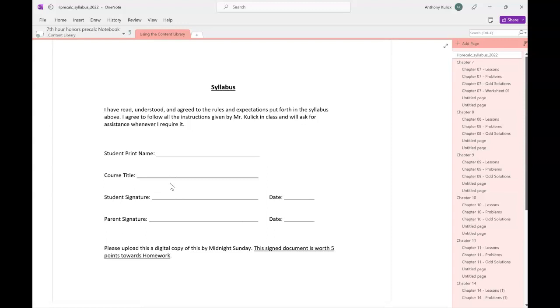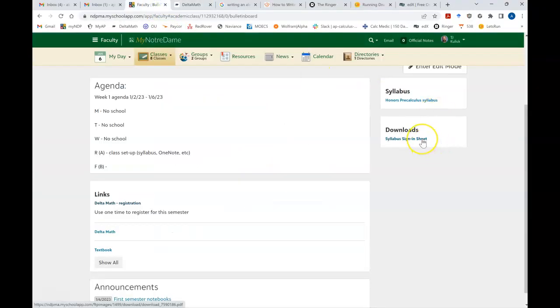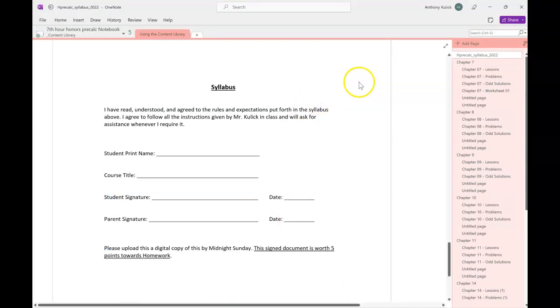But make a note to yourself. And again, you can get this from the OneNote, or if we look at the My Notre Dame syllabus sign-in sheet as a separate item, if you just want the sheet to print or whatever, that's fine too. Okie dokes.